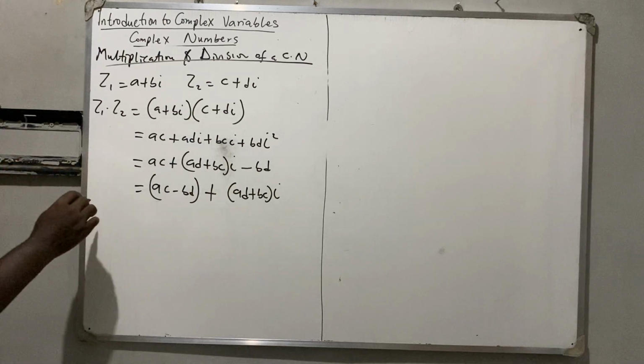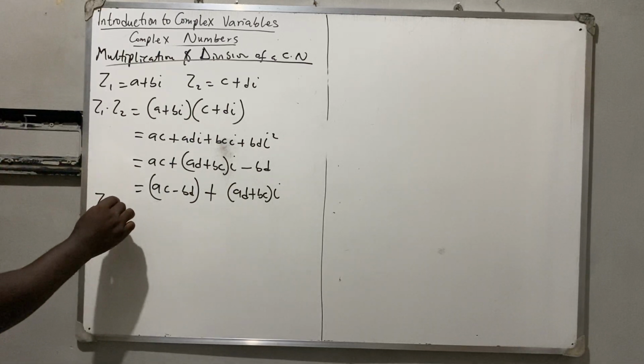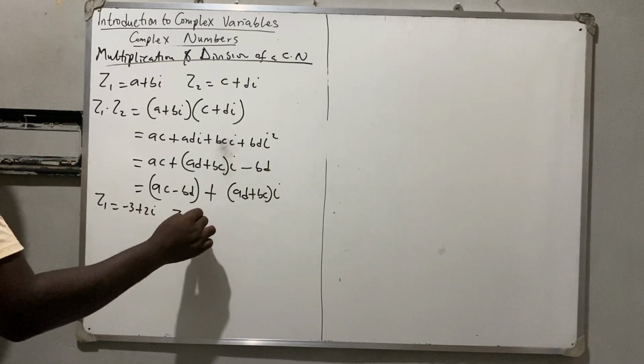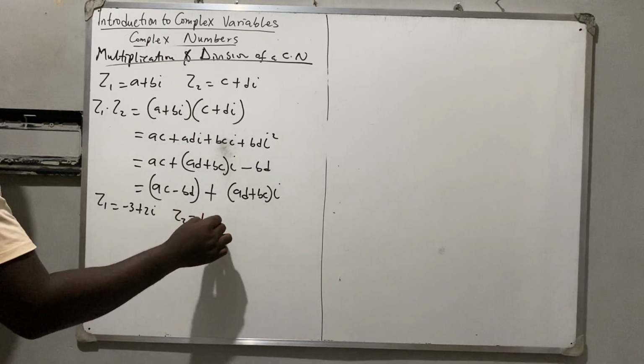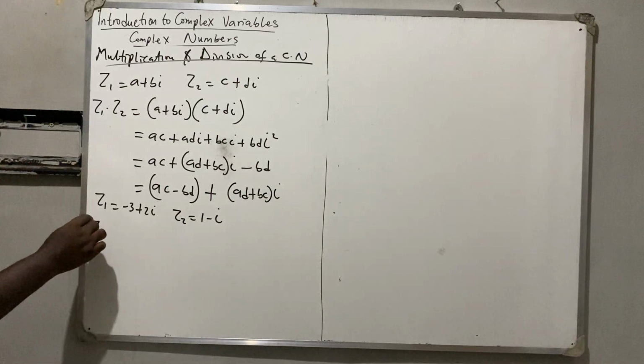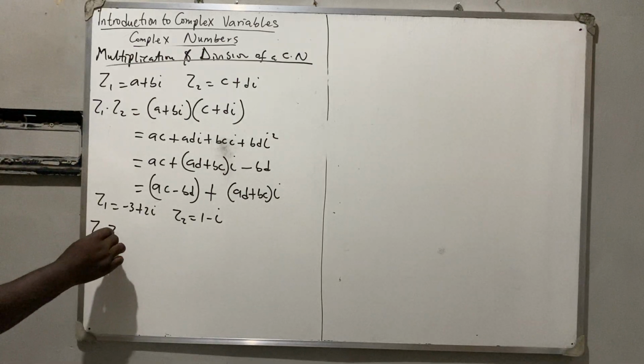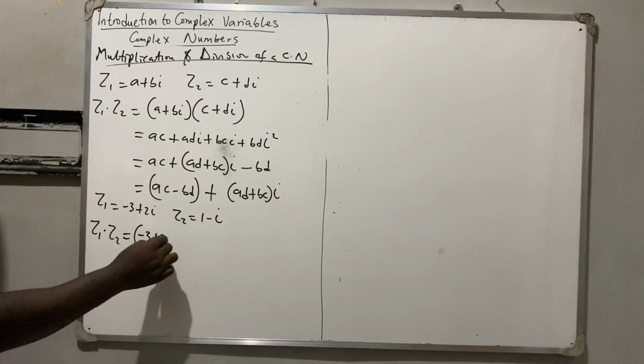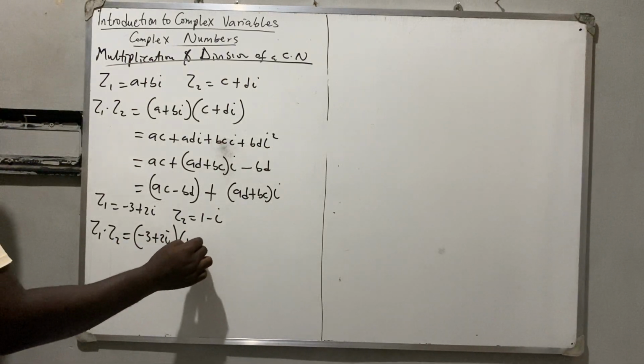So one example, just one. Z1 is equal to minus 3 plus 2i, then Z2 is equal to, maybe, 1 minus i. We should multiply Z1 by Z2. So we have minus 3 plus 2i multiplied by 1 minus i.